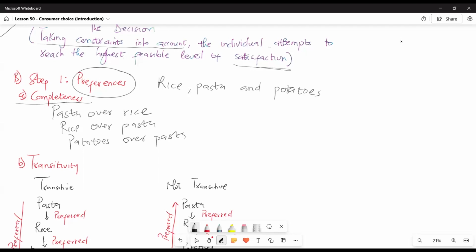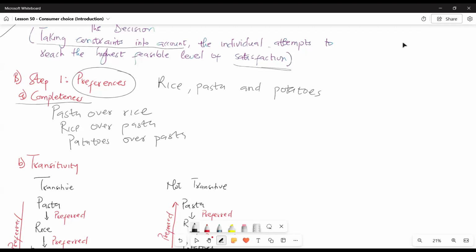So, tell us that you prefer bundle A to bundle B, or bundle B to bundle C, or you are indifferent between them. Indifferent simply means that you prefer the 2 bundles equally. So you can't really choose one over the other. Both of them give you the same level of satisfaction. So preferences are complete when you are able to rank them.